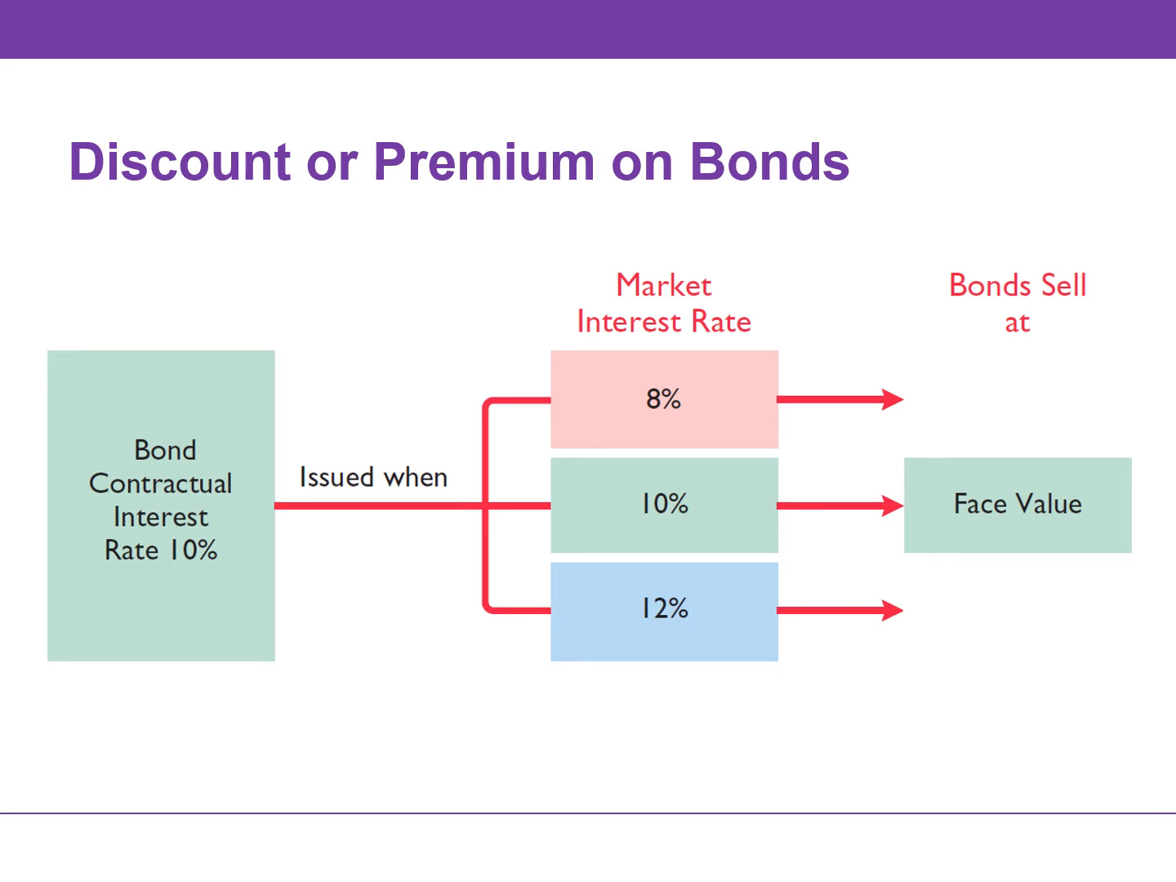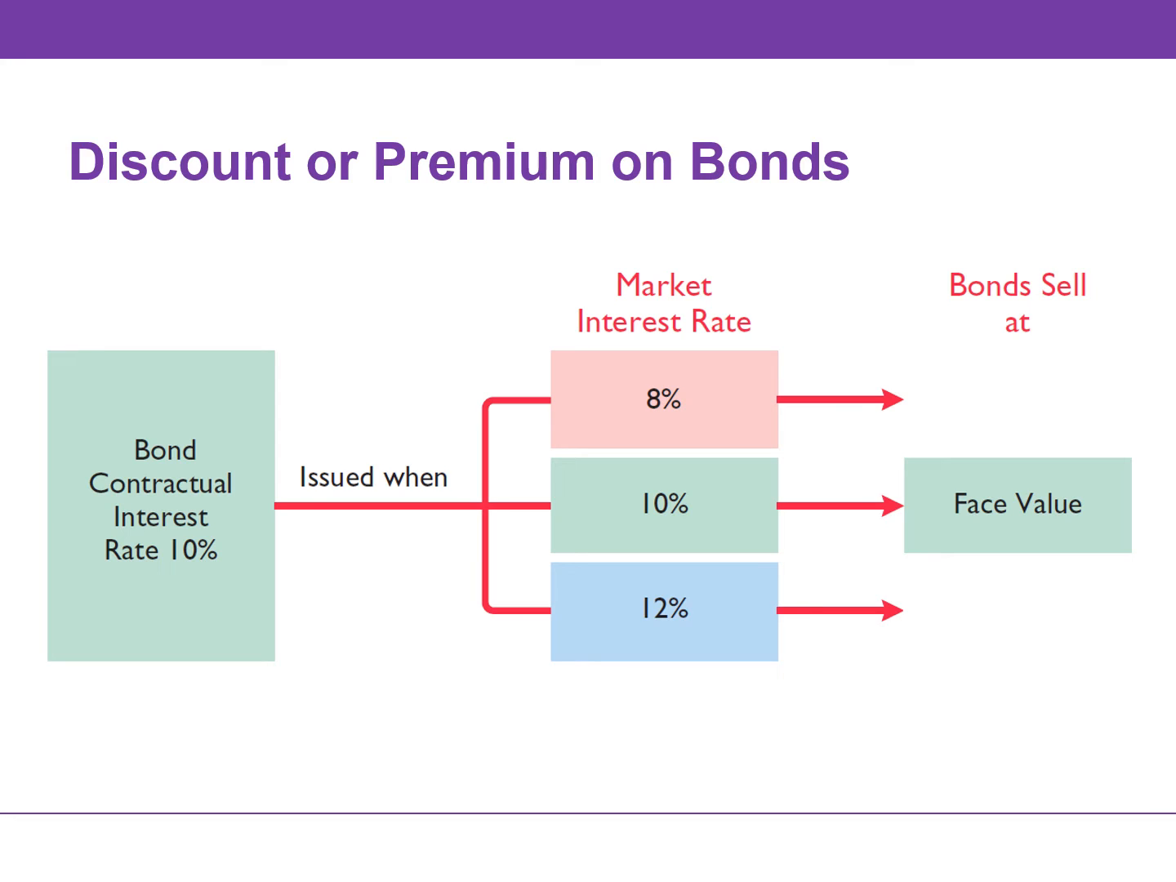Interest rates change daily. As a result, the contractual and market interest rates often differ. To make bonds saleable when the two rates differ, bonds sell below or above face value. When a company issues 10% bonds and the market or effective interest rate is 12%, investors will not be interested in buying the 10% bonds unless their value falls below their face value.